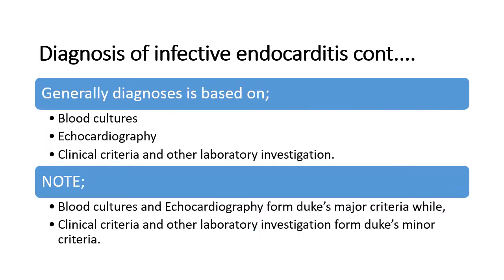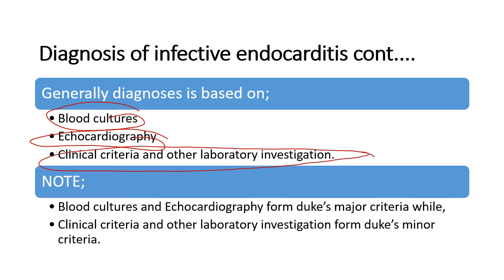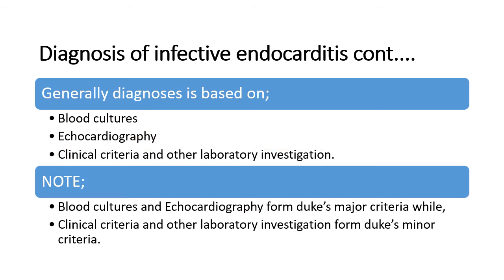Generally, those 2 major criteria and the 8 minor criteria of Duke's criteria are found by using blood culture, echocardiography, clinical criteria and other lab investigation. We say blood culture and echocardiography give us major modified Duke's criteria. Why do they give us major modified Duke's criteria?